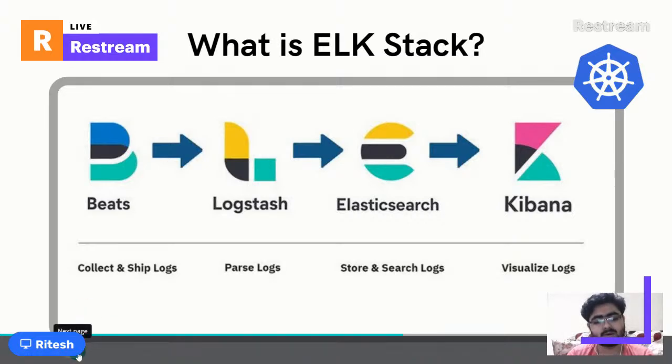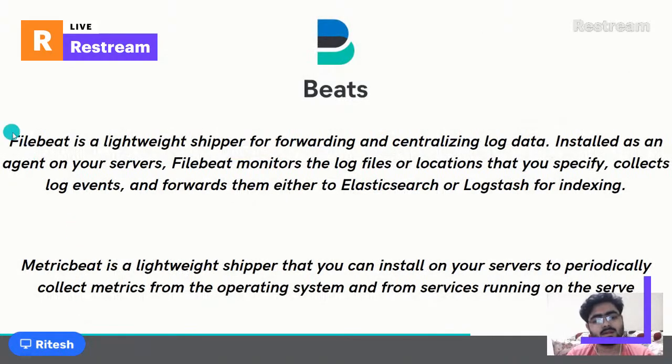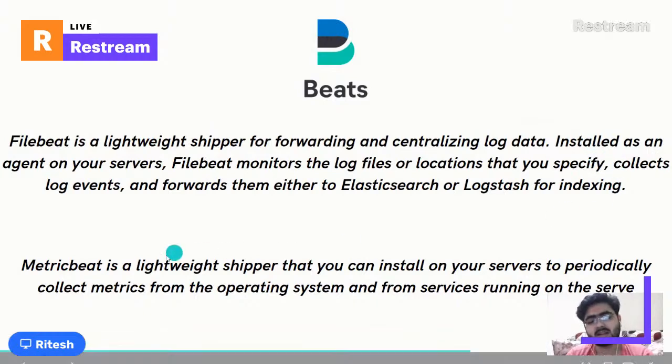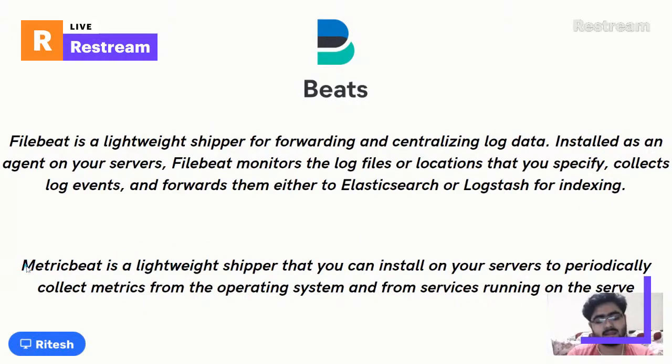So let's take a look at more about Beats. This definition is present in the Elastic organization, given by Elastic. There are two types of Beats which we are utilizing here. The first is Filebeat, and the second is Metricbeat. Filebeat is a lightweight shipper. You can use Filebeat to get data from the log files, collect the log events, and forward them to Elasticsearch or Logstash.